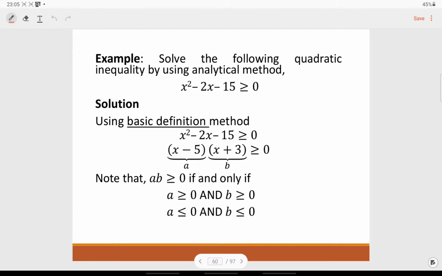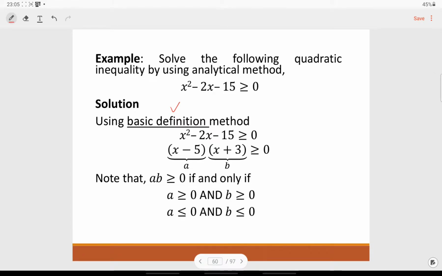To solve this by using the analytical method, we have three options: whether to use the basic definition, the number line, or the table of sign. So we'll cover one by one. We start with the basic definition method. So how do we solve this inequality by using the basic definition method?